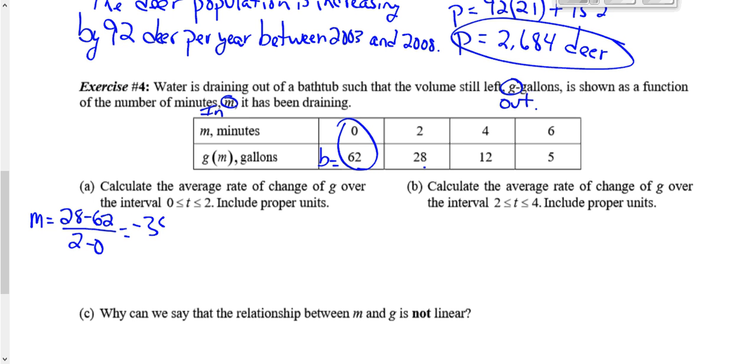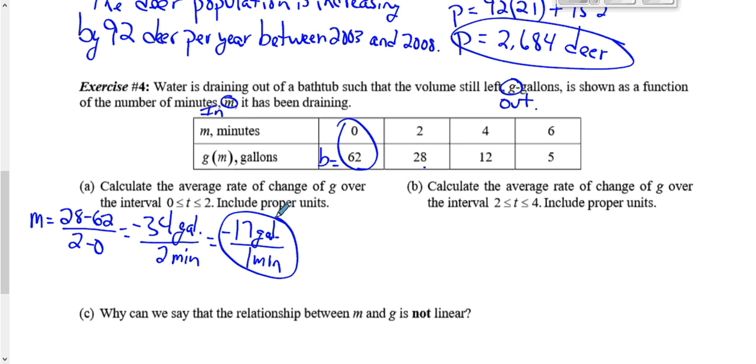Negative 34, I want to write gallons, right? I want you thinking about that. Over what? 2 minutes. And what is that per 1 minute? Negative 17 gallons per minute. Gallons to 1 minute. That's our rate of change. Okay? Hopefully you guys are comfortable with rate of change now. Remember I talked to you, it's n minus beginning over n minus beginning? Isn't that the same as y2 minus y1 over x2 minus x1? Yeah. Okay?